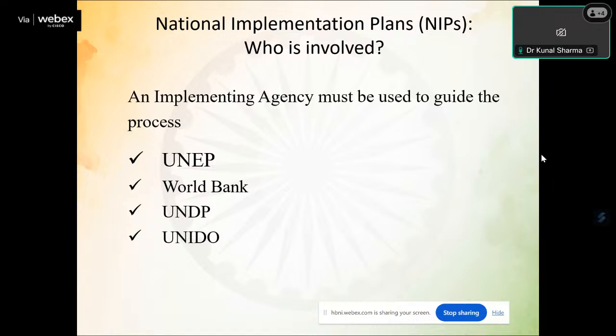So an implementing agency must be used to guide the process. Then there are UNEP, World Bank, UNDP, United Nations Industrial Development Organization. So all these UN bodies can be considered for national implementation plans, and all these agencies are involved in this particular convention.